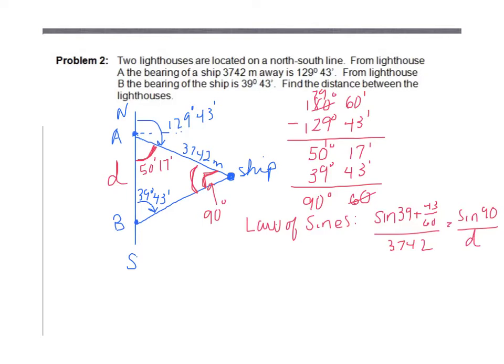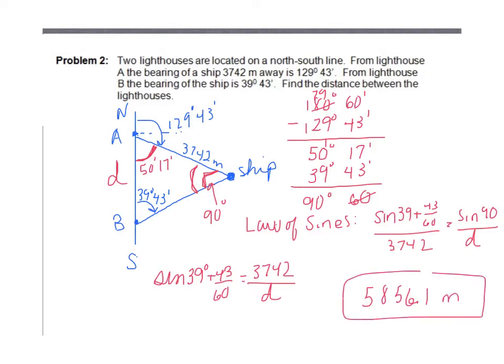Another way to do it is just use the right triangle. So this is 90, d is the hypotenuse, and I have something opposite, so I could have used the sine of 39 degrees and 43 minutes is equal to opposite over hypotenuse and solve it that way. So either way, I got 5856.1 meters on this problem.